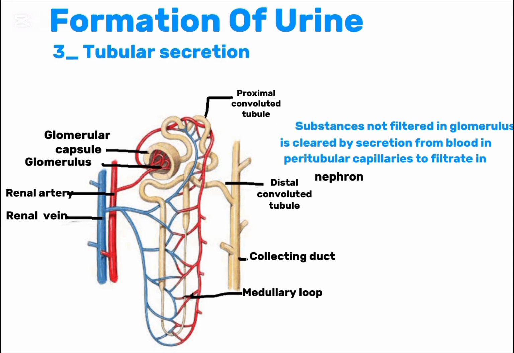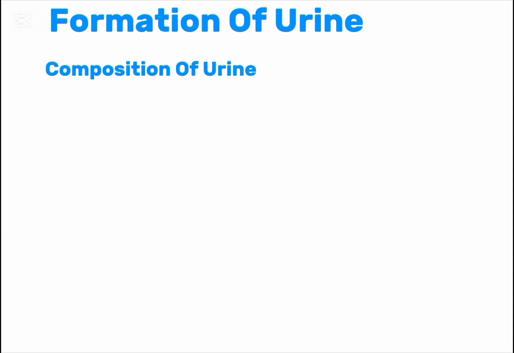The final process in urine formation is tubular secretion. There are some substances in the body that are not filtered in the glomerulus and need to be excreted, which may include some drugs and foreign material. Some substances are cleared by secretion from the blood in the peritubular capillaries into the filtrate within the convoluted tubules. So this is tubular secretion.